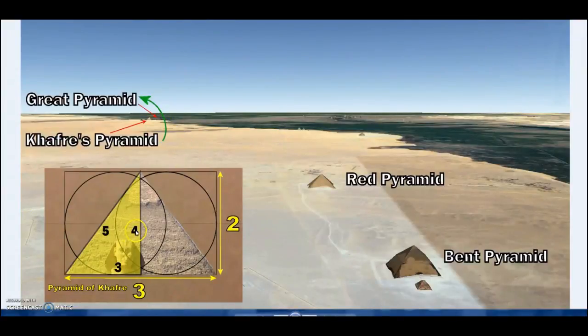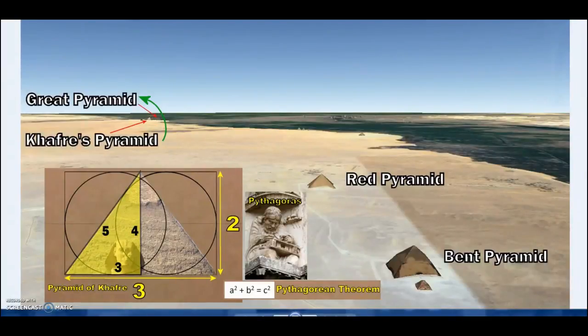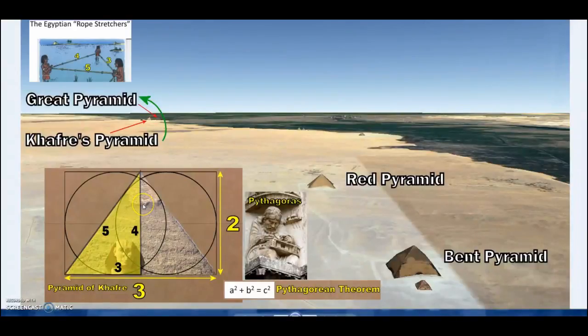And that gives us the 3, 4, 5 Pythagorean triangle, Pythagorean theorem, a squared plus b squared equals c squared. The 3, 4, 5 triangle is the first of these Pythagorean triplets, but of course the Egyptian rope stretchers, it was known that they were using the 3, 4, 5 triangle to measure land. However, it's not kosher to say that they understood Pythagorean theorem.